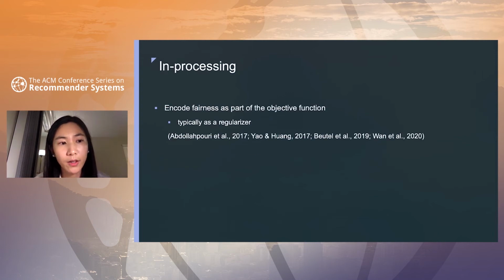So in-processing usually involves encoding the fairness as part of the objective function, and this is typically implemented as a regularizer. So essentially, we're encoding fairness constraints as something that punishes the performance of the algorithm, so that if there's low fairness, then we're giving more punishment. So the fairer the results, the better performance or scores the algorithm should produce.